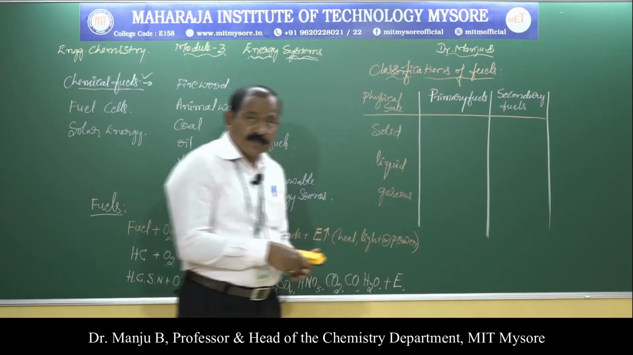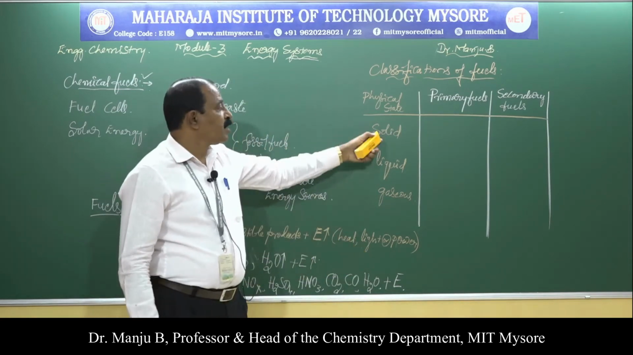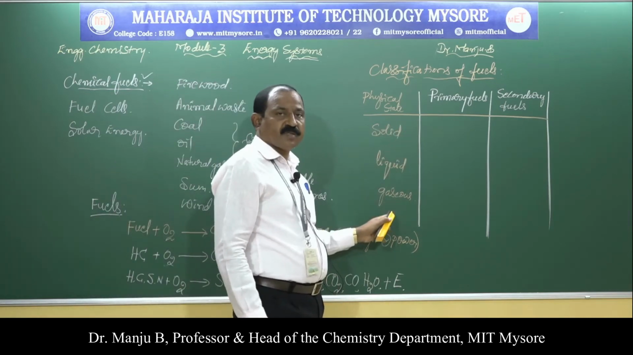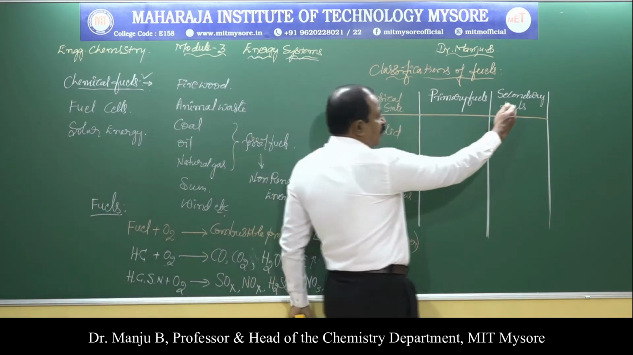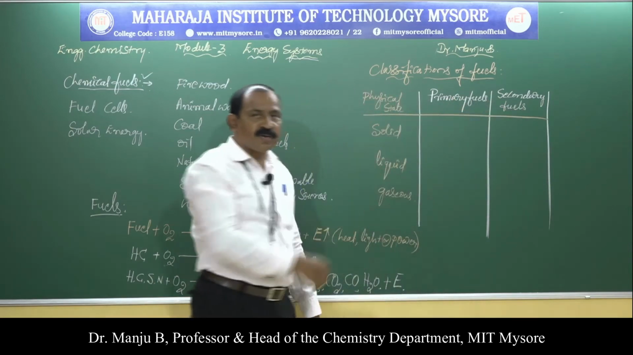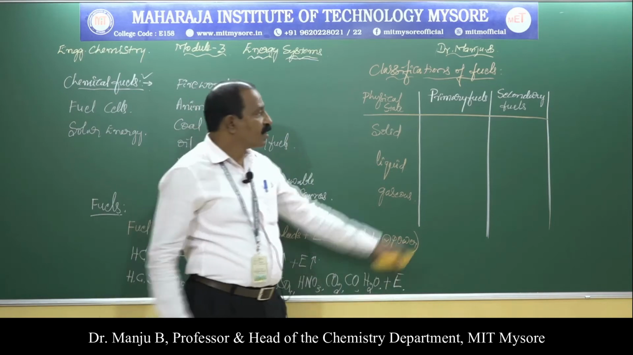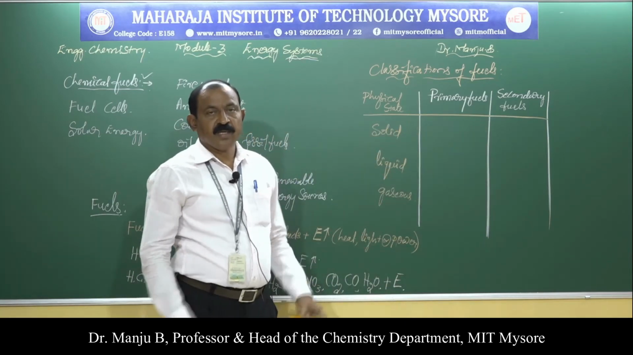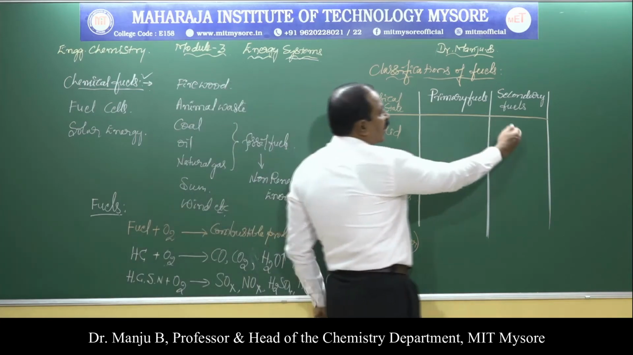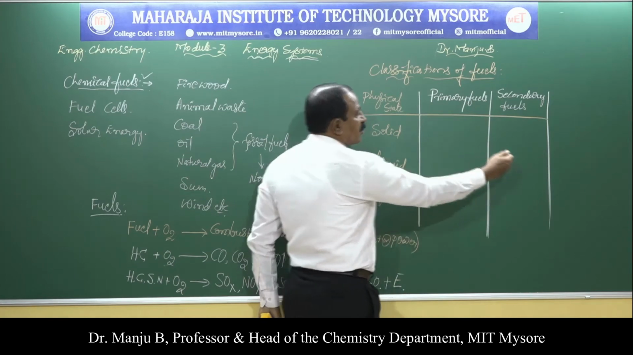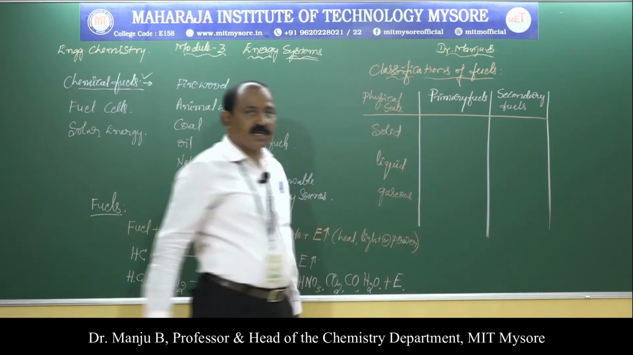Now we come to the examples. What are the primary solid fuels, the primary liquid fuels and the primary gaseous fuels? All secondary fuels are obtained with the help of primary fuels. By using primary fuels, you can easily derive secondary fuels in the same physical state. Primary solid fuels give secondary solid fuels, primary liquid fuels give secondary liquid fuels, and so on.